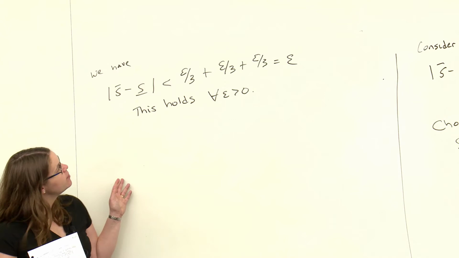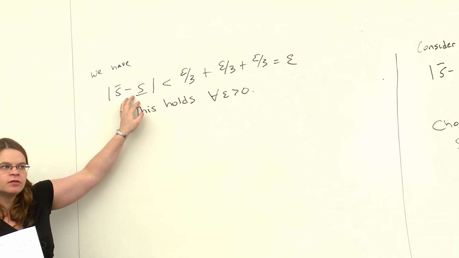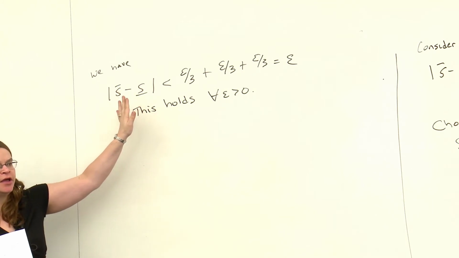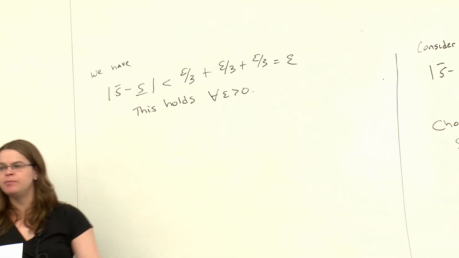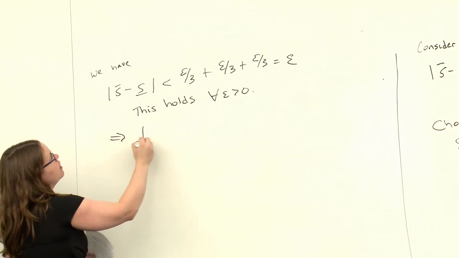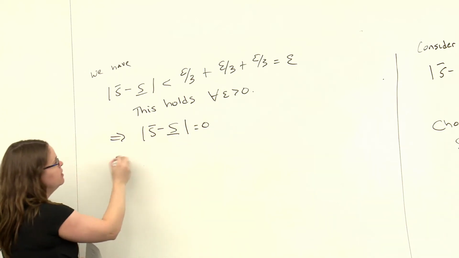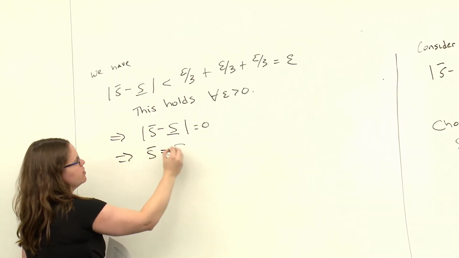So if it holds for every epsilon, what can we conclude about this difference? This difference vanishes. This is 0, right? Because this difference is smaller than any positive number you like. If it's smaller than every positive number, then we can conclude that s bar minus s underbar is actually equal to 0. So these numbers are equal to each other.